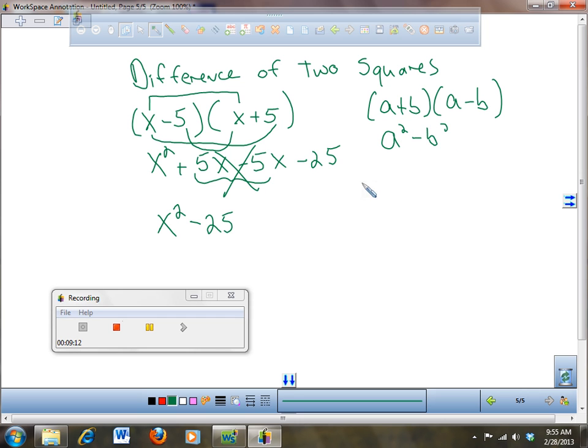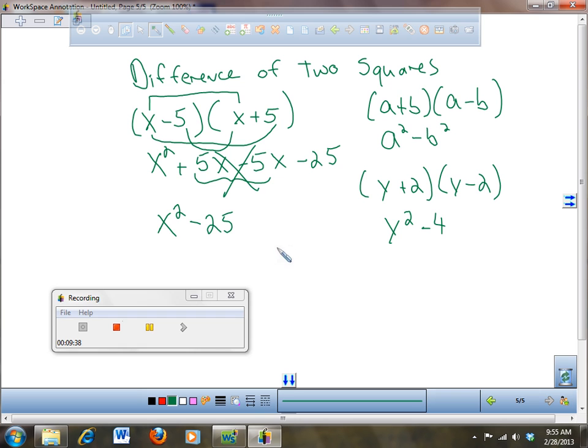So for instance, say I have y plus 2 times y minus 2. Who can tell me what that answer is really quick? What's that answer? Y squared minus 4. That's it, just y squared minus 4. All you have to do is square this, and then minus this square, okay? And that's all there is to it.